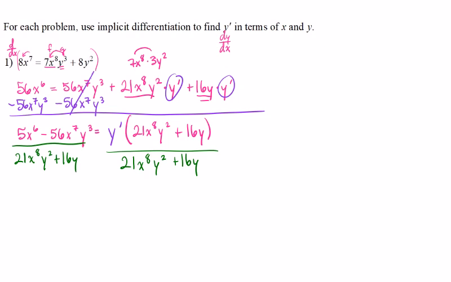Those will cancel out, and now we have y prime all by itself. So y prime, aka dy dx, equals 56x to the 6th minus 56x to the 7th y cubed, all over 21x to the 8th y squared plus 16y.